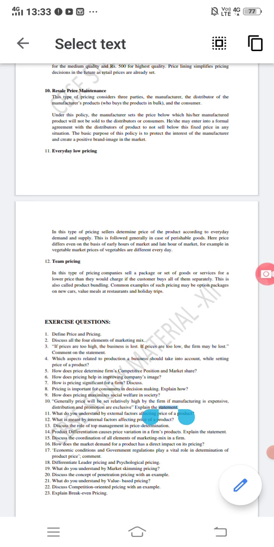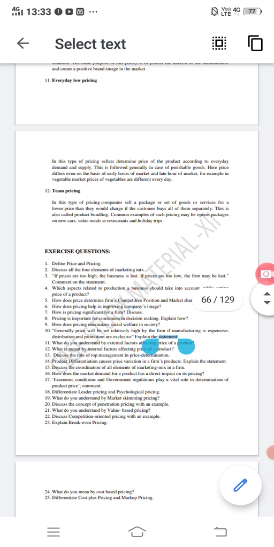Next, point number 11, second last point, everyday low pricing. Everyday pricing means the product's prices change every time, every day, or even at day and night time also. So it is also very easy. Let's study. In this type of pricing, sellers determine the price of the product according to everyday demand and supply.